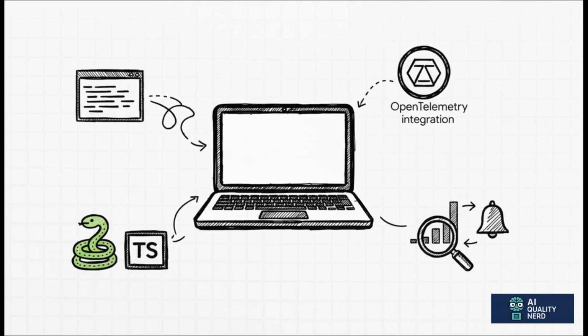LangSmith has a really solid feature set. Full-stack tracing, prompt management, evaluation workflows, the works. The OpenTelemetry integration is a great touch for connecting it to your wider systems, and with SDKs for both Python and TypeScript, it's super developer-friendly. Honestly, for teams that are all in on the LangChain ecosystem, it's pretty much a no-brainer.